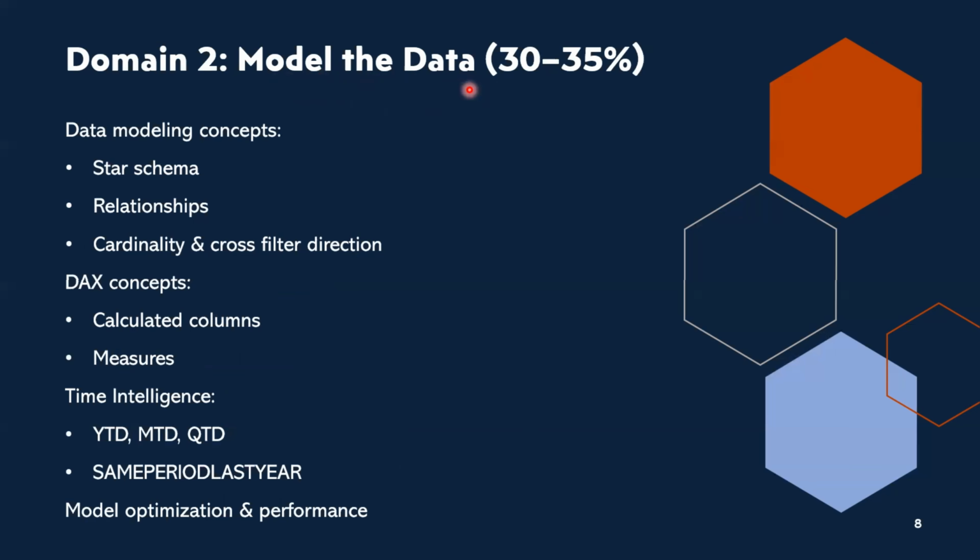So under this model data, you will get questions based on data modeling concepts, such as what is star schema, what is snowflake schema. You will get some questions based on relationships, cardinality, and cross filtering direction as well. Also under this model data, you will get questions based on DAX functions. What exactly is a DAX function?